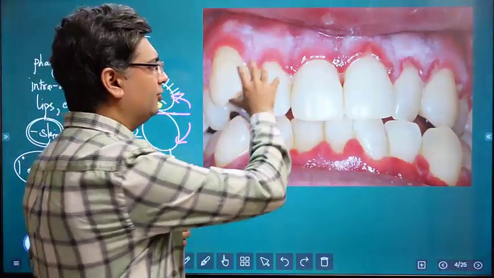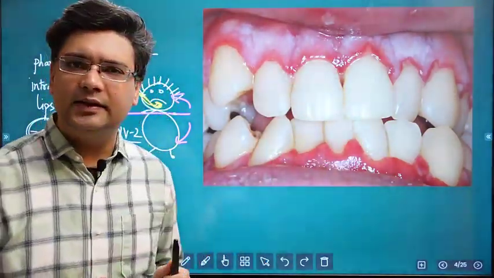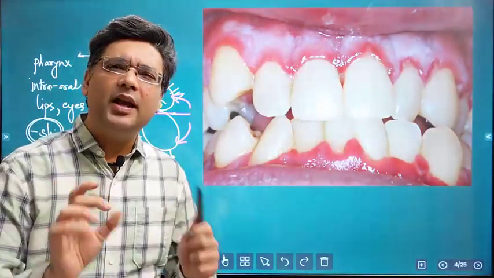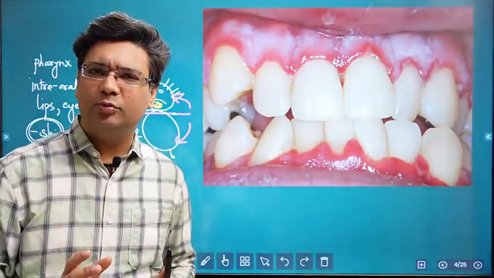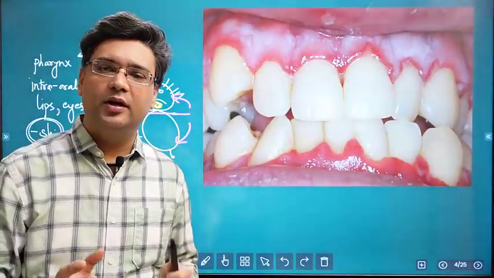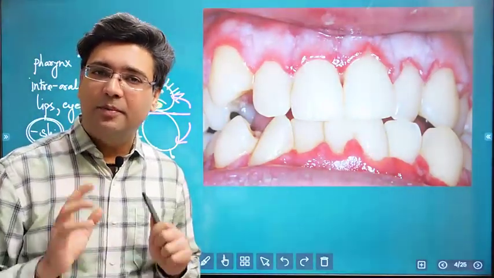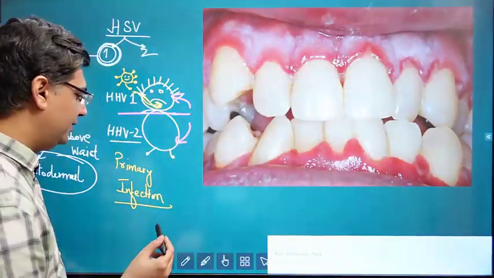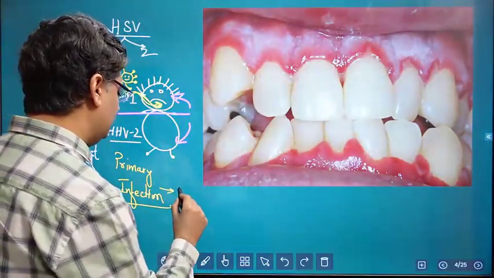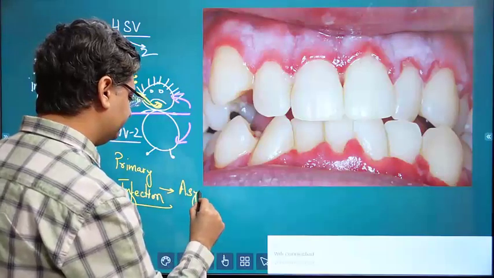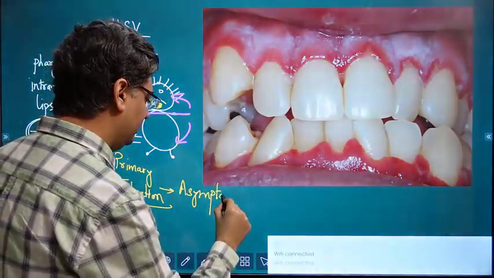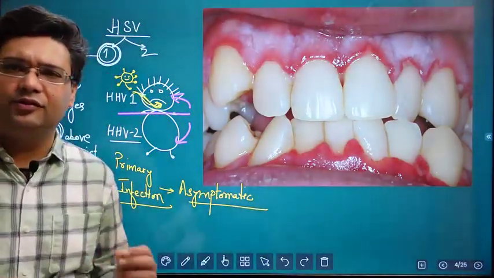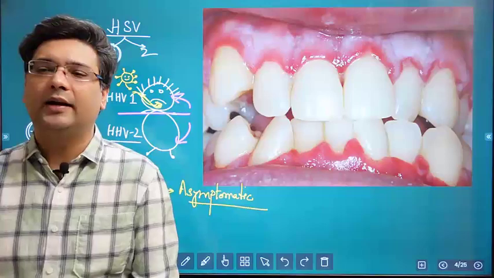You see, I am showing you a disease here, and this disease is herpetic gingivostomatitis, which is the primary infection seen in very few children with exposure. Most of the children have had an exposure, but then they are asymptomatic. So that's what we have to remember, that the primary infection generally is asymptomatic.